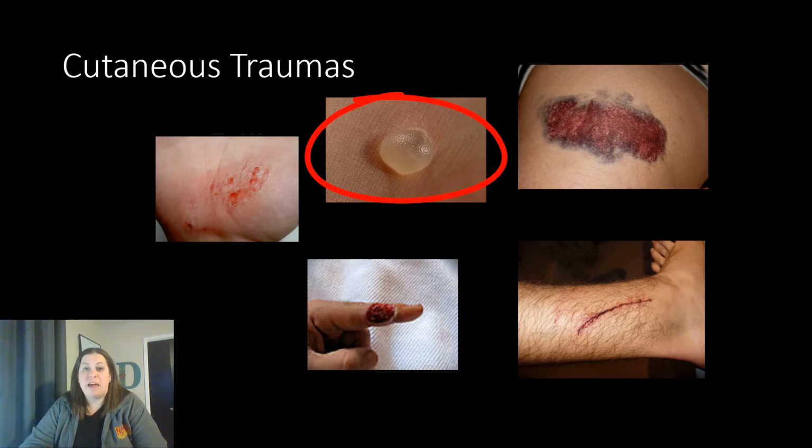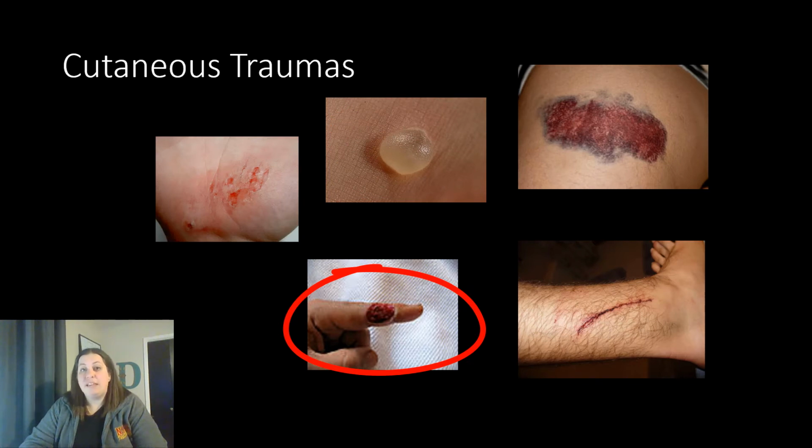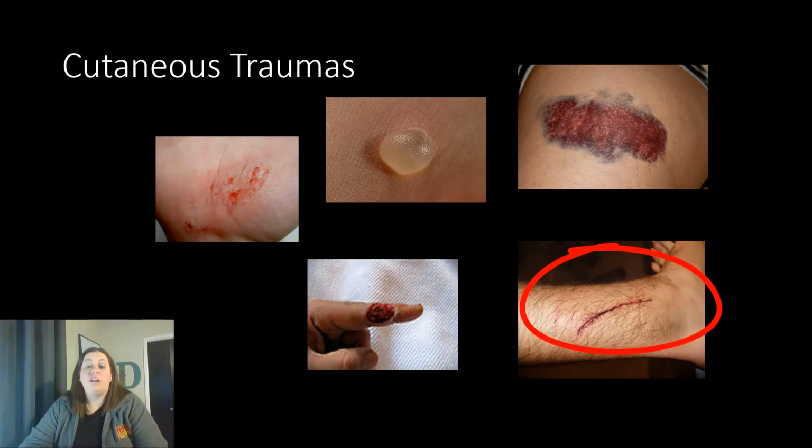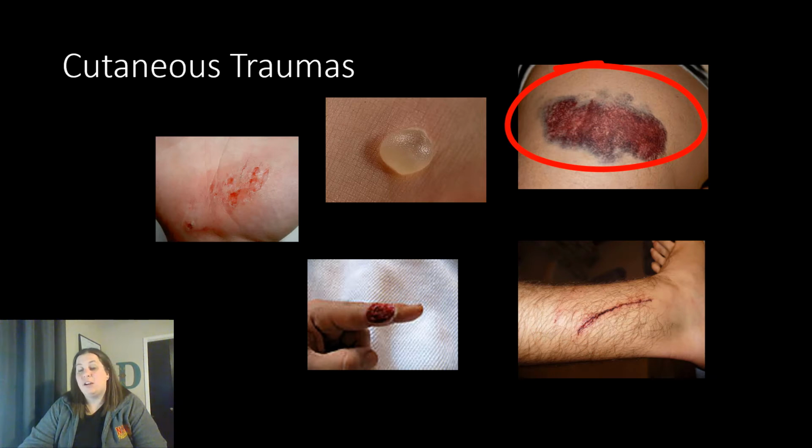It doesn't have blood. We could see that it's more of a gaping type wound where we are missing actual tissue. It could just be a simple laceration like we see here on the leg, or it could be even a bruise. That bruise is obviously showing you that underneath there, the tissue was compromised under that skin layer. All right, so these are some of those cutaneous traumas that we might see.